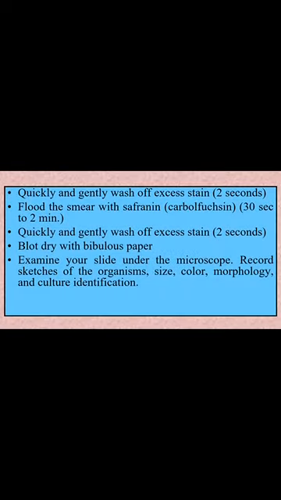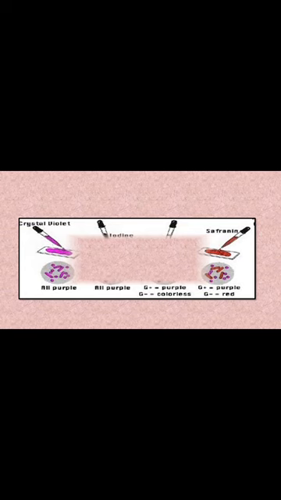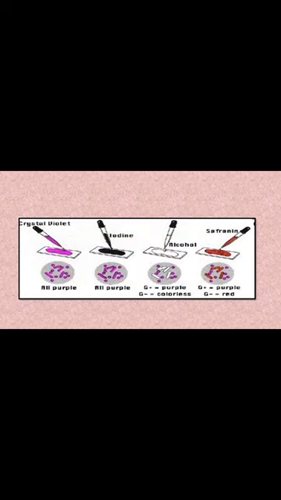Examine your slide under the microscope. Record sketches of the organism, size, color, morphology and culture identification. This is the diagrammatic procedure of gram staining.